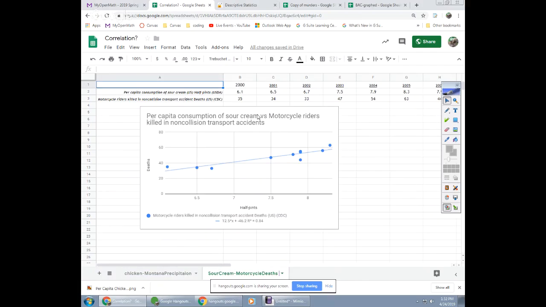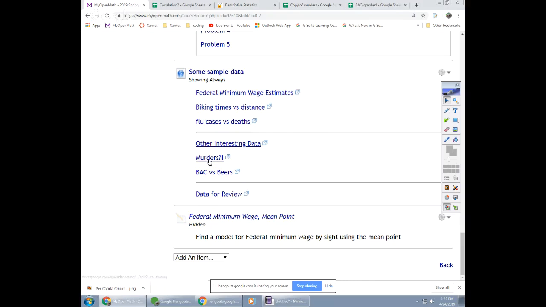Sour cream consumption versus motorcycle riders killed in non-collision transport accidents. Interesting. Other data we'll take a look at. Murders in metropolitan areas versus, say, poverty level or unemployment rates. Blood alcohol content versus the number of beers one drinks. So we're going to check those out here.